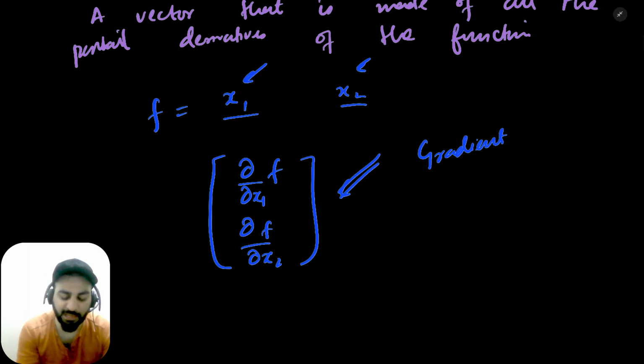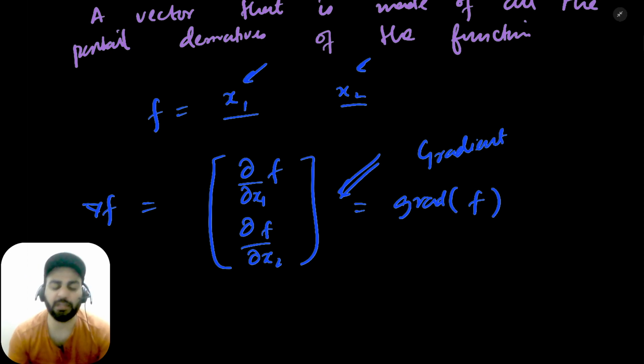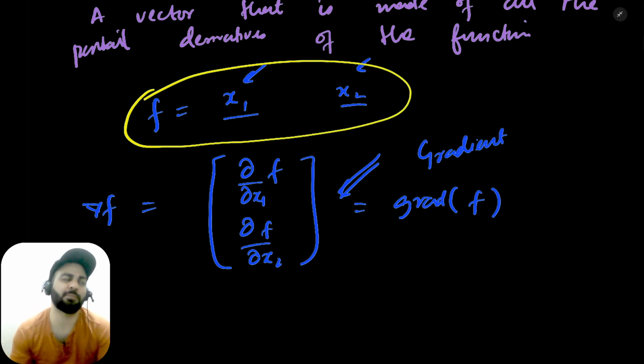So gradient is represented by del, sometimes reverse del. Del f is the gradient. So this is called the gradient, or we'll sometimes represent this as gradient of f. So you are doing nothing special. What you are doing is differentiating this equation with respect to x1 first, then with respect to x2 separately. Then taking the partial derivatives and collecting them into the vector.